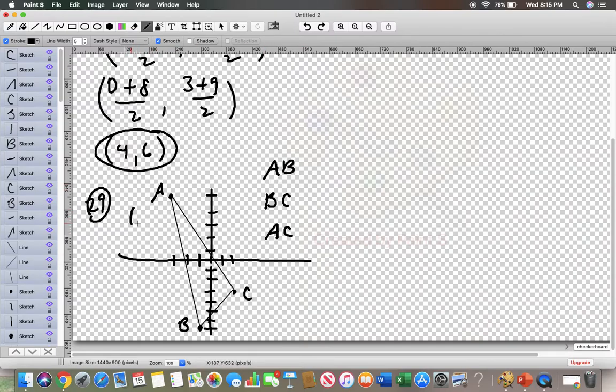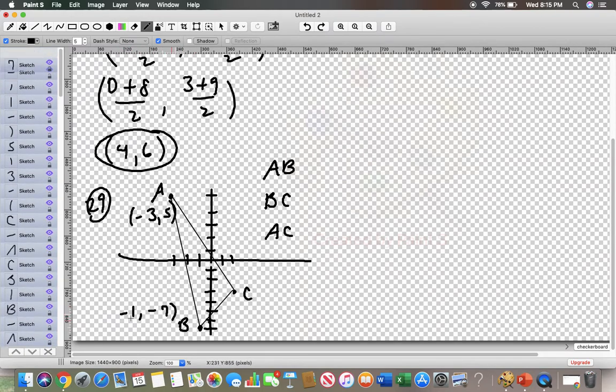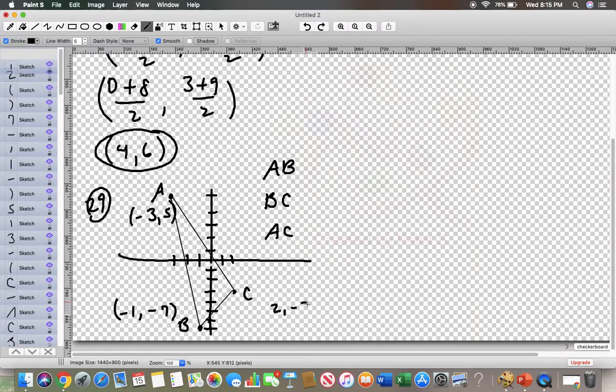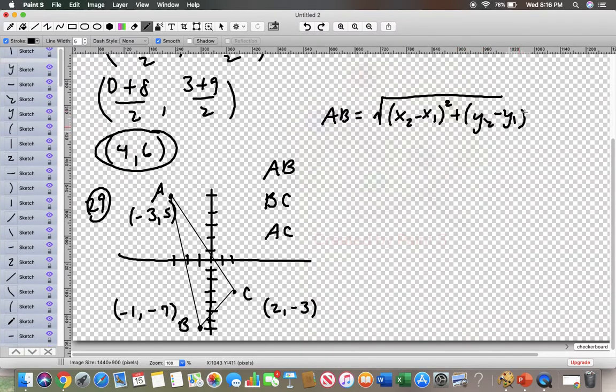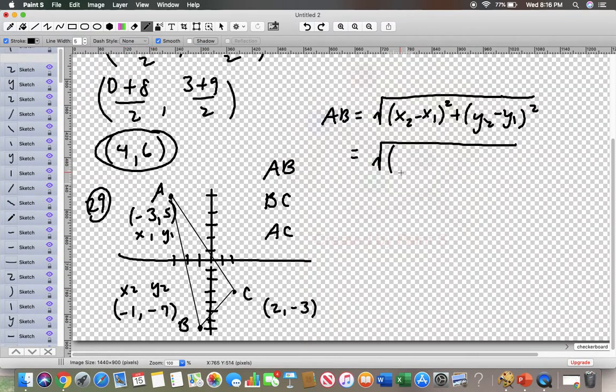A is negative 3, 5. Point B is negative 1, negative 7. And C is 2, negative 3. We're going to need those points in order to find distances. So if I'm looking for the distance of AB, I need the distance formula. So x sub 2 minus x sub 1 squared plus y sub 2 minus y sub 1 squared. You will have this memorized in no time. So between A and B, we're going to be using these points here. So this is my x sub 1, y sub 1, x sub 2, and y sub 2 there. So just plug and chug.